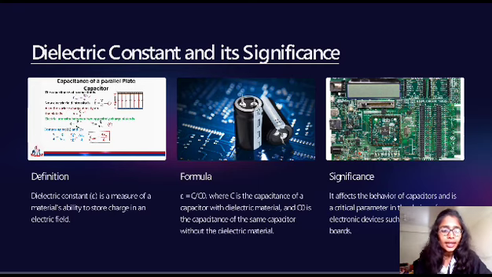Definition: the dielectric constant is a measure of the material's ability to store charge in an electric field. In the formula, C is the capacitance of the capacitor with the dielectric material, and C0 is the capacitance of the same capacitor without the dielectric material. Significance: it affects the behavior of capacitors and is a critical parameter in electrical devices such as electrical boards.